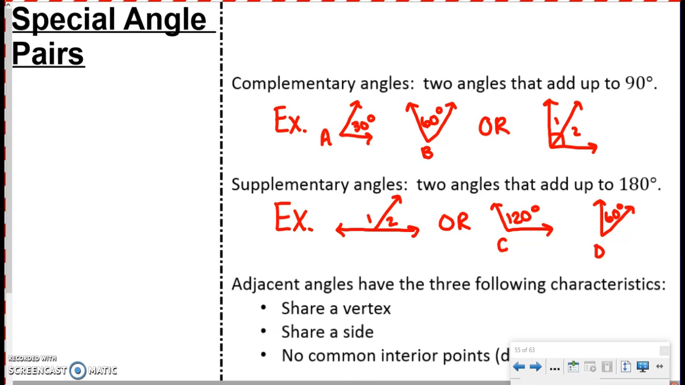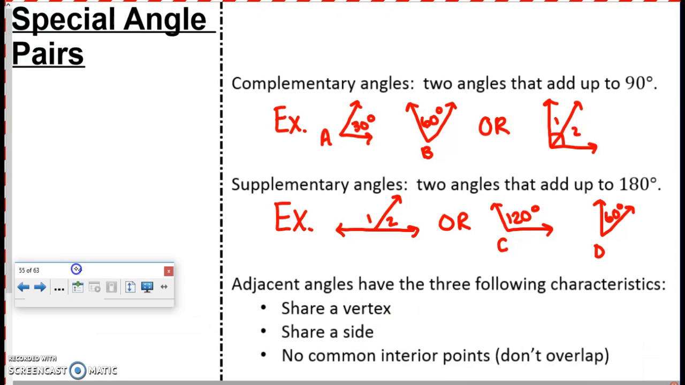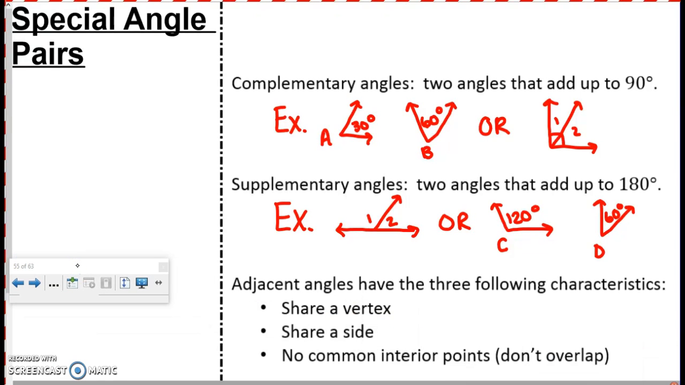And then we also have adjacent angles. Adjacent angles have the three following characteristics, and they have to have all three characteristics. They have to share a vertex, and we talked about what vertex was. They have to share a side, and they can have no common interior points, which basically means they can't overlap. So one angle can't be inside the other angle.